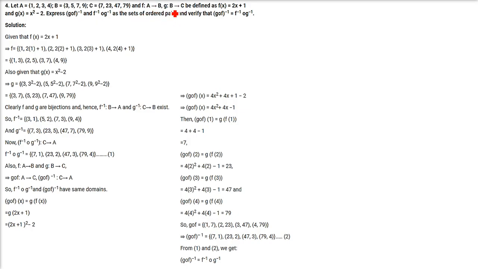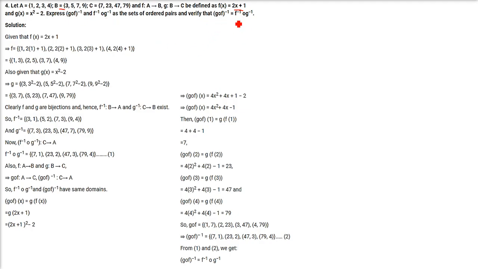So f is from A to B, g is from B to C, and f(x) is defined as 2x plus 1. Also g(x) is given as x square minus 2. So we have to find (gof) inverse and f inverse operation g inverse, and then verify them. The answer should be in the form of ordered pairs.